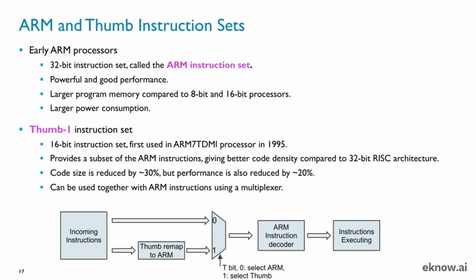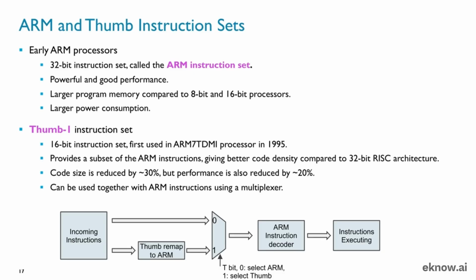The main advantage here is something called code density. Because the instructions are half the size, the overall size of your compiled program can be reduced by about 30%. This is fantastic for devices with limited memory. Of course, there's a trade-off. This compression comes at a small cost to performance, which is reduced by about 20%.